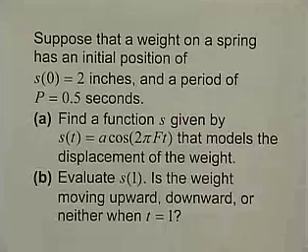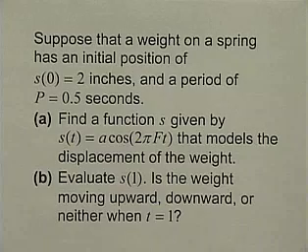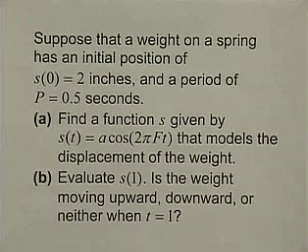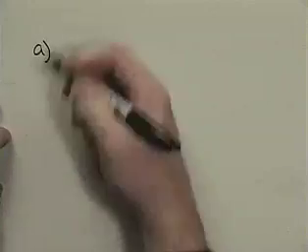So for a specific example, suppose that the weight on the spring has an initial position of s of 0 equals 2 inches and a period of 0.5 seconds. So A, find a function s given by s of t equals a cosine 2 pi ft that models the displacement of the weight, and B, evaluate s of 1. Is the weight moving up, down, or neither when t is equal to 1? To do this, start with A.